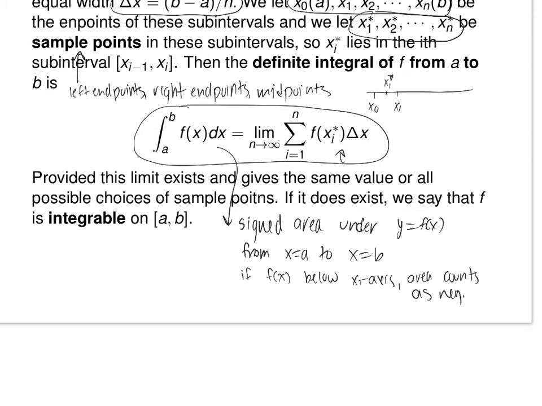I think I mentioned in class yesterday that when we did it with the right endpoints, the left endpoints would give you the same answer. That's what this is saying, that you can get the same answer no matter how you pick those sample points. And the reason that this integral symbol looks like a stretched out S is because it comes from a sum. Does that make sense?